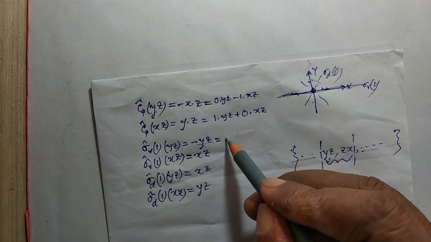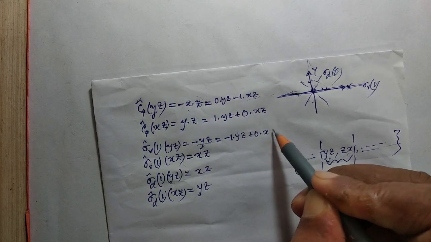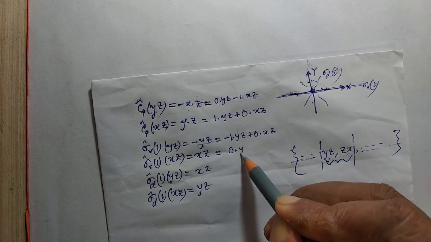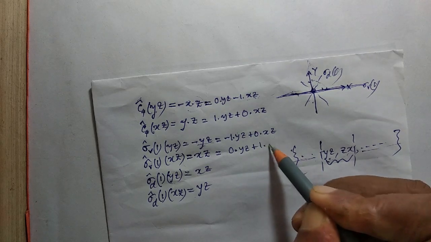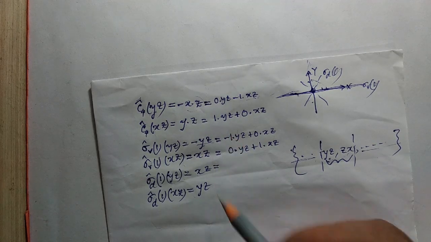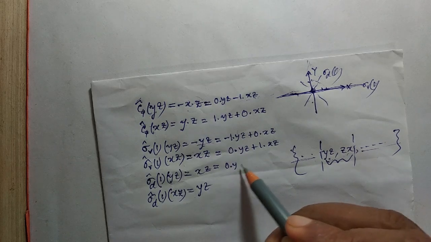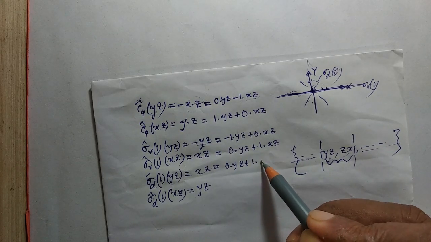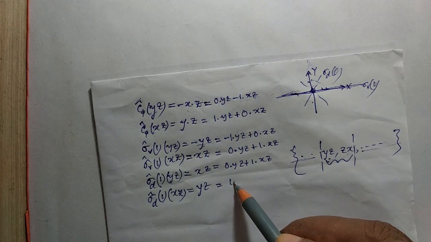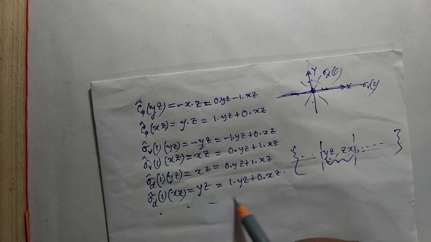Then minus yz should be written as minus 1 into yz plus 0 into xz. This should be written as 0 into yz plus 1 into xz. This is required for expressing the results in matrix form. This should be written as 0 into yz plus 1 into xz, and this one as 1 into yz plus 0 into xz. In this way you can go on.